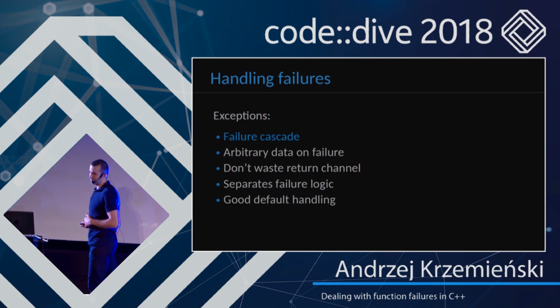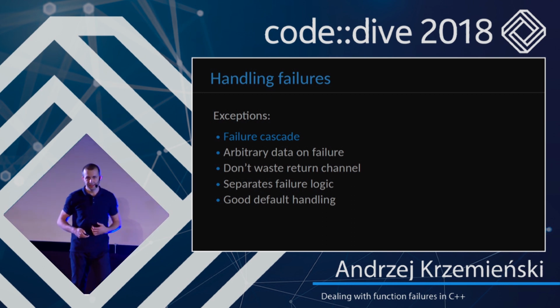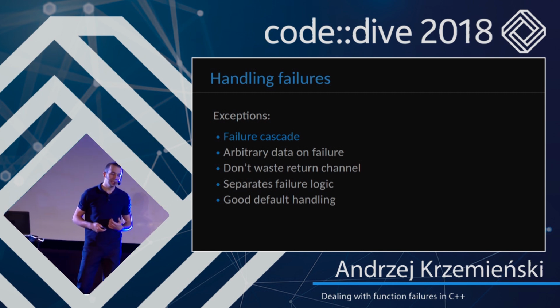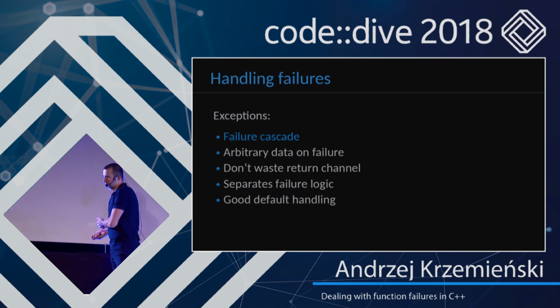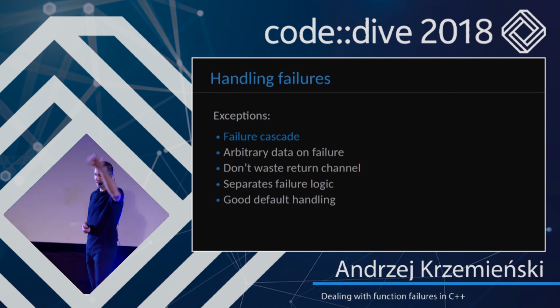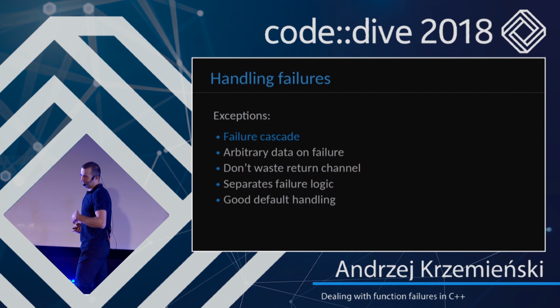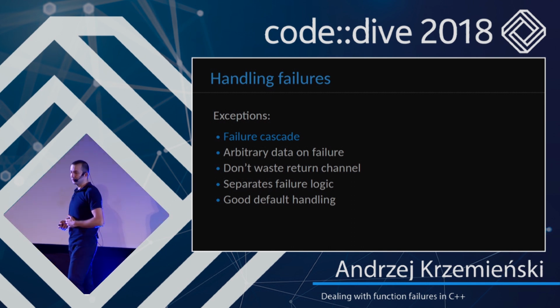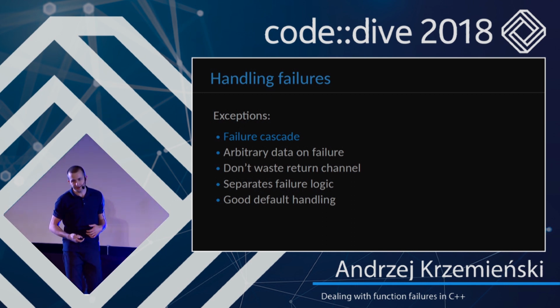You don't waste the return channel, so the functions can still return the computed results. And this works for functions that do not return at all, like constructors. The logic for handling errors is separated from the normal logic. So our code isn't cluttered with those if statements. And if we forget that our functions can fail, we usually get a good default, because the cancellation cascade will be started for us, and usually that's what we want.